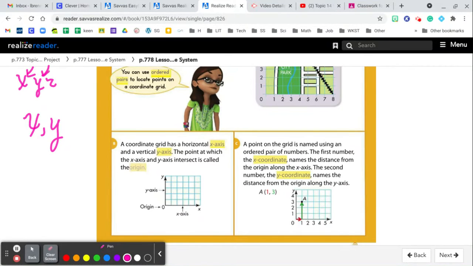And you start at origin. So in C, you're starting at origin. You go over, if you're trying to plot point A, you start at origin, you go over 1, and you go up 3.